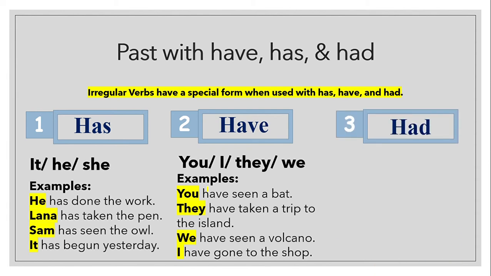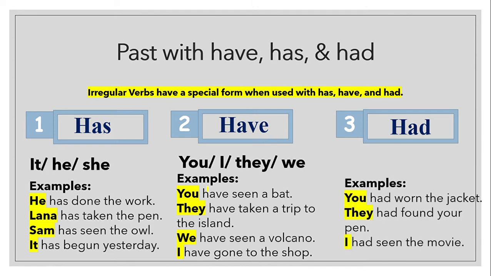Had. Had, we can use with all. It had, he had, she had, they had, we had. This one is the easiest. You had worn the jacket. They had found your pen. I had seen the movie. Usually had is used when something happened in the distant past. Something in the past, but has and have are also for the past, but it's a recent past.